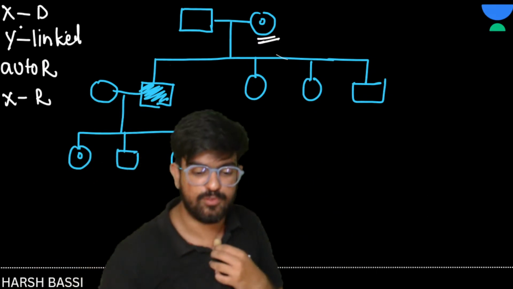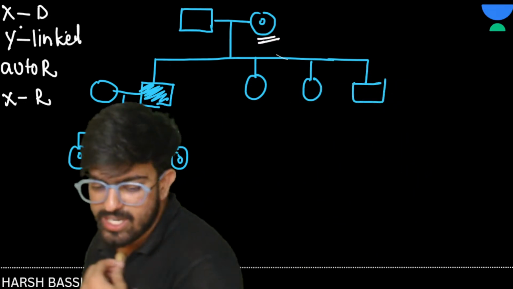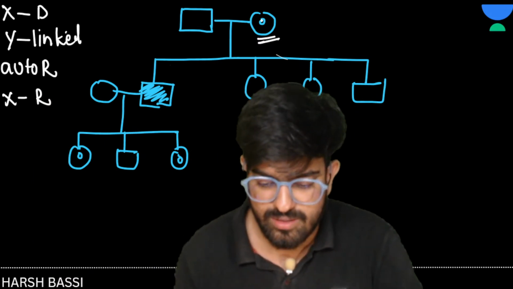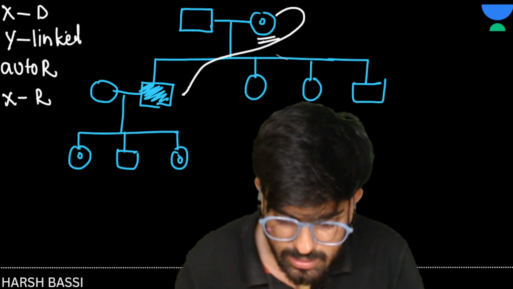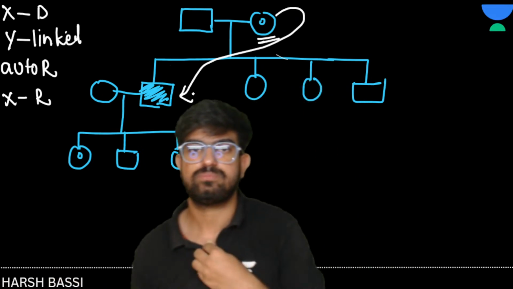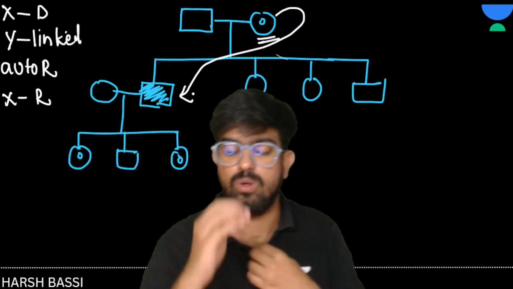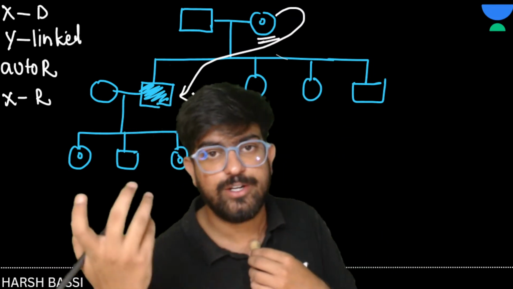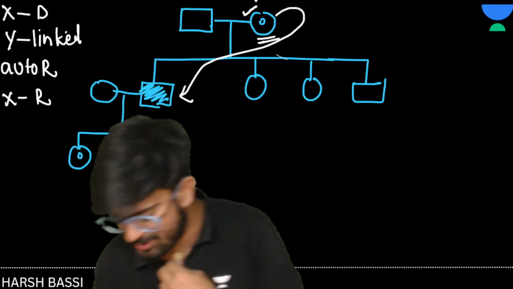X-linked recessive. Very good, Srishai. First thing, X-linked recessive, mother to son. Are all the sons affected? No, only a few are affected. That means recessive. If it were dominant, this one would have been affected too. Yes or no?